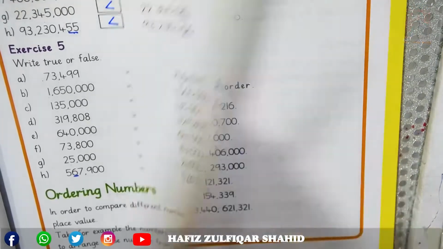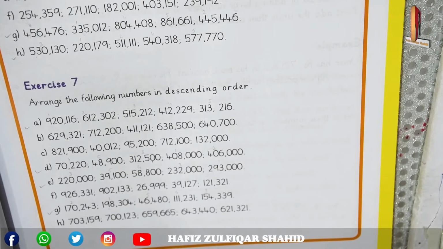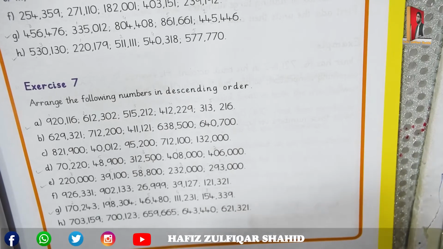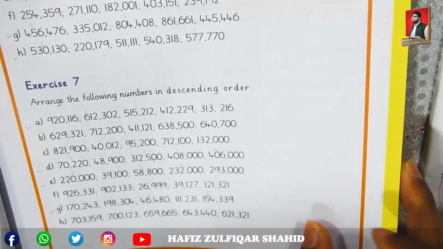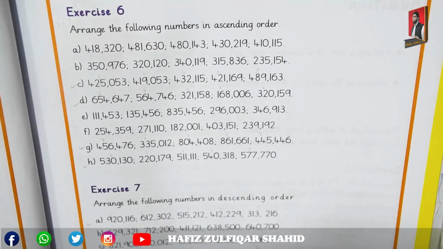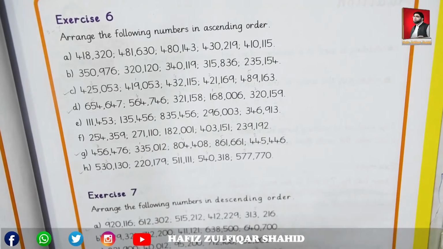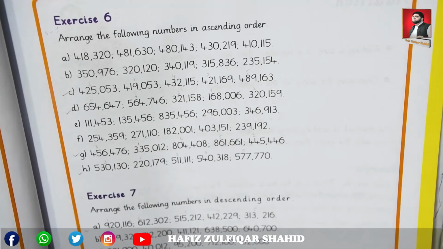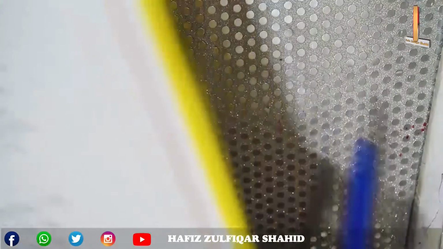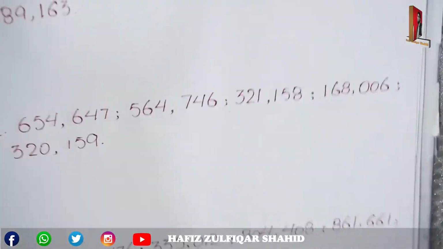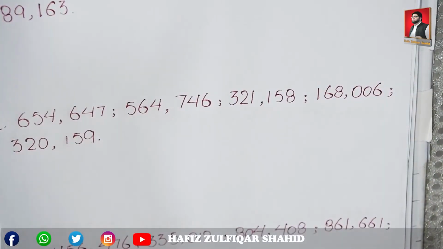Let's turn to page number 8. And on page number 9 we can see exercise 6. Arrange the following numbers in ascending order. Let's solve this exercise. Students, you have to solve this exercise in your notebooks.